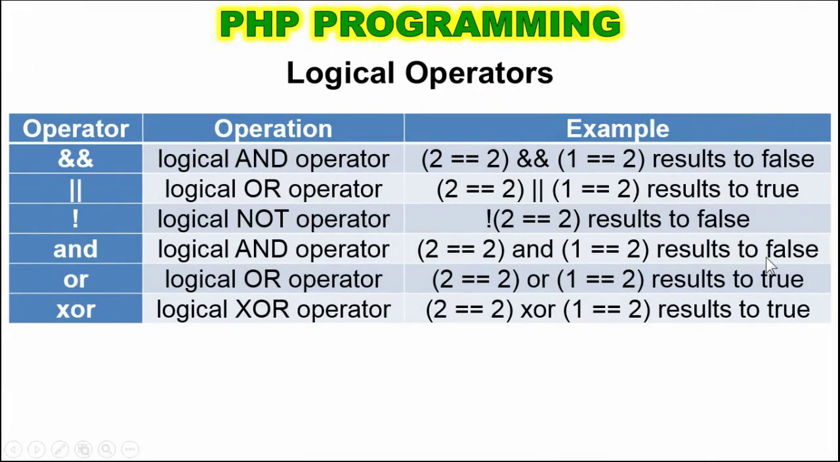Here are the different logical operators to create a conditional expression. The logical AND is symbolized by double ampersand. The logical OR, double pipe. The logical NOT, exclamation point. Also, you can use the word AND for the AND operator, OR for logical OR, and XOR, the logical XOR operator.